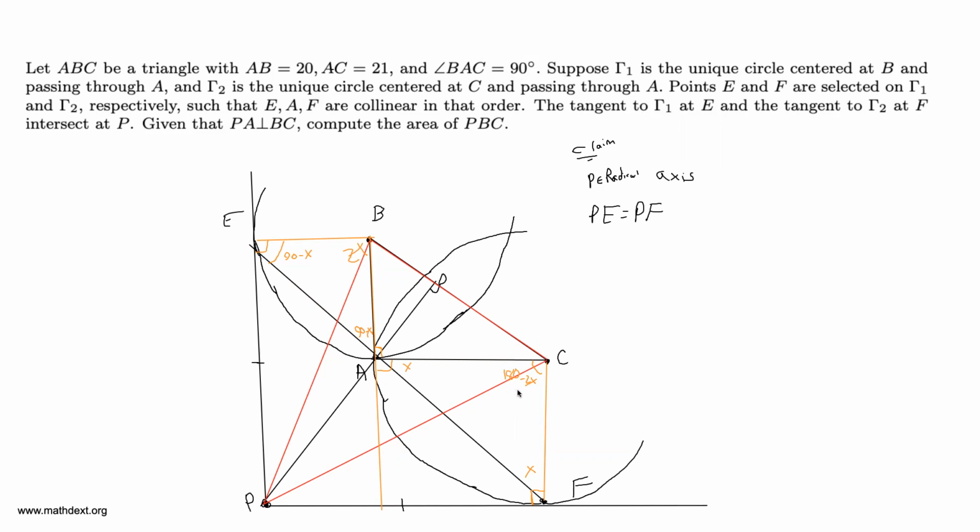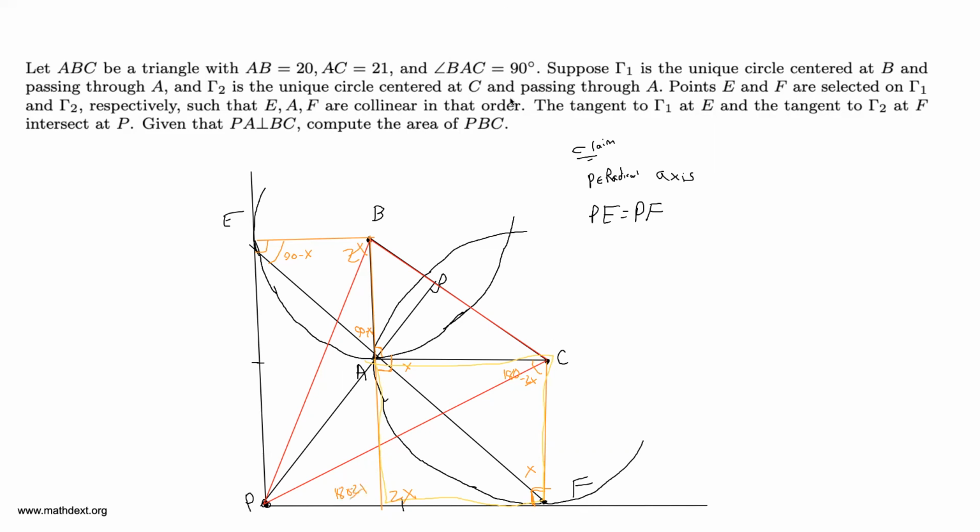So that angle is 2X, and this angle is 180 minus 2X. We're given that this angle is 90 degrees, and this angle is 90 degrees. So take a look at this quadrilateral over here, I'll do it in a different color. This quadrilateral has two 90-degree angles, and the third angle is 180 minus 2X. So this angle over here is 2X, and this angle over here is 180 minus 2X.